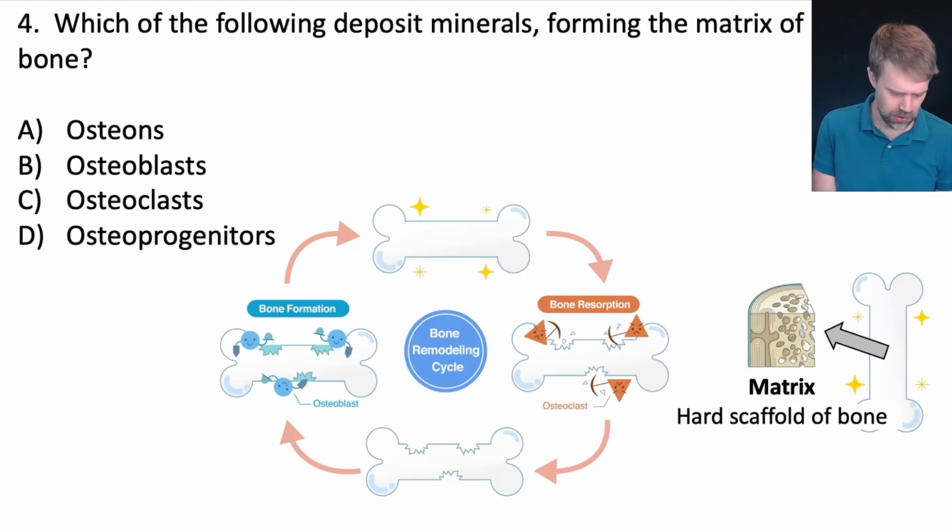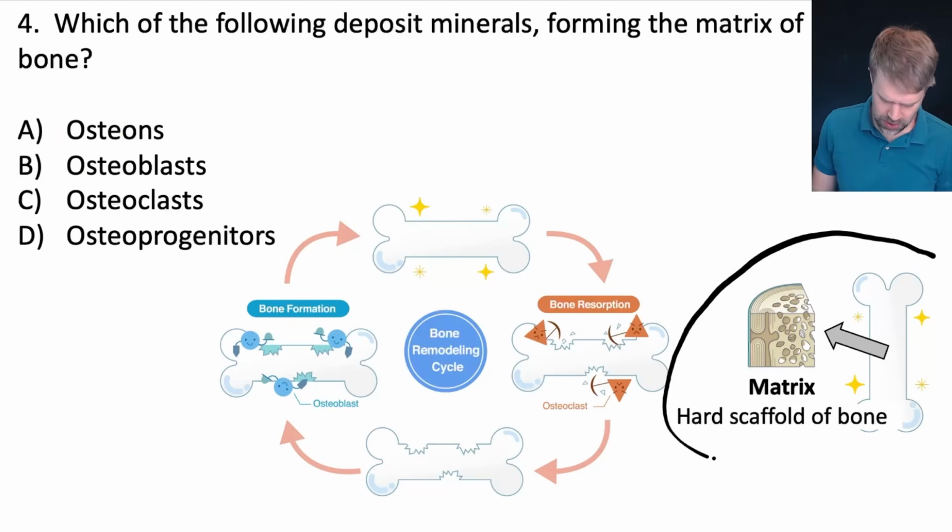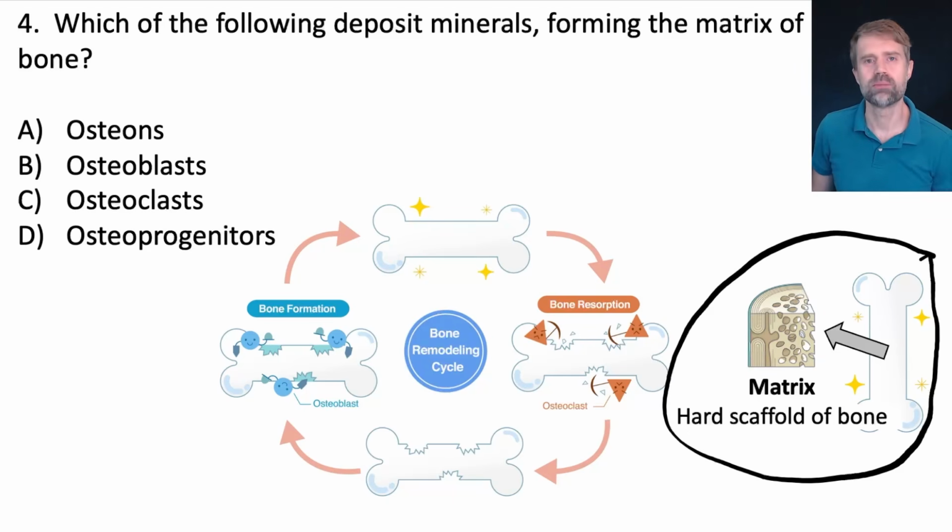And here we have a picture of it, the matrix, the hard scaffold of bone. Something you must know about bones is that they're constantly being remodeled. There are certain cells that break down bone, and certain cells that then build up bone, by depositing minerals forming that matrix. We call this the bone remodeling cycle. Some cells break it down, then other cells build it up. That's one of the things bones need to stay healthy and strong: this constant remodeling.